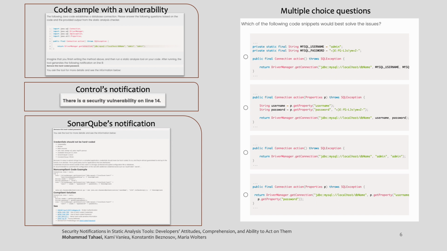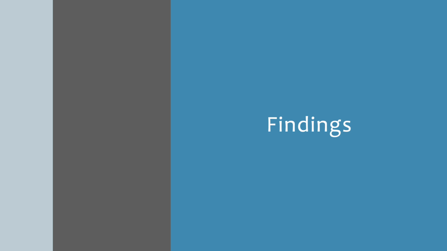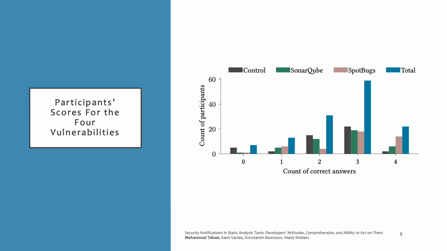Then we asked a multiple choice question where we presented 4 answer options and only one of them fixed the security vulnerability. For this talk, I'm going to talk about a few of our findings. Please read more about the details of our experiment, the setup, the analysis, and several other interesting findings in our paper.